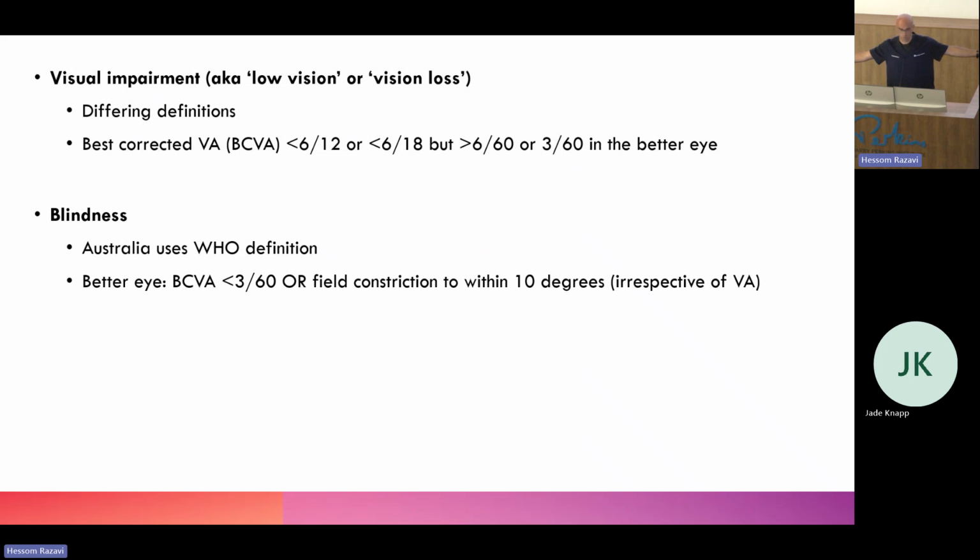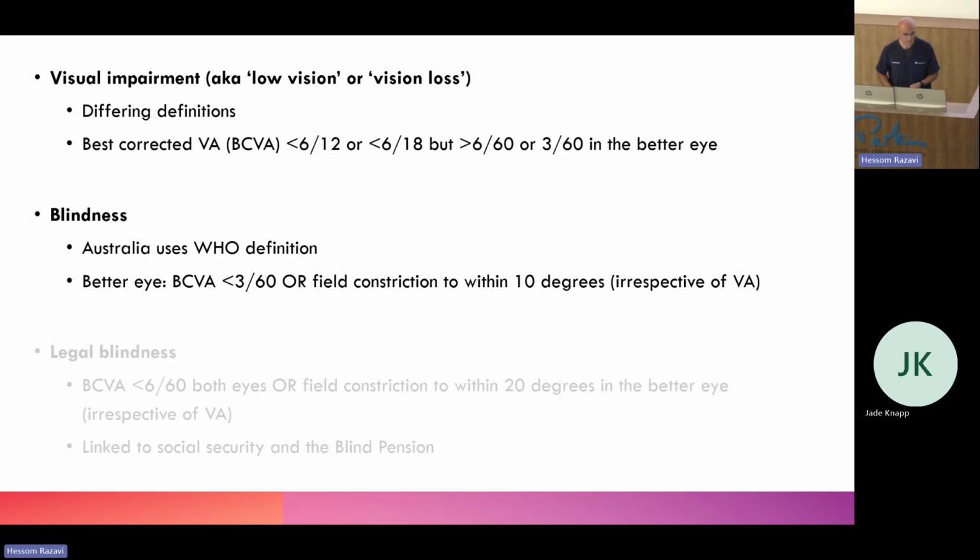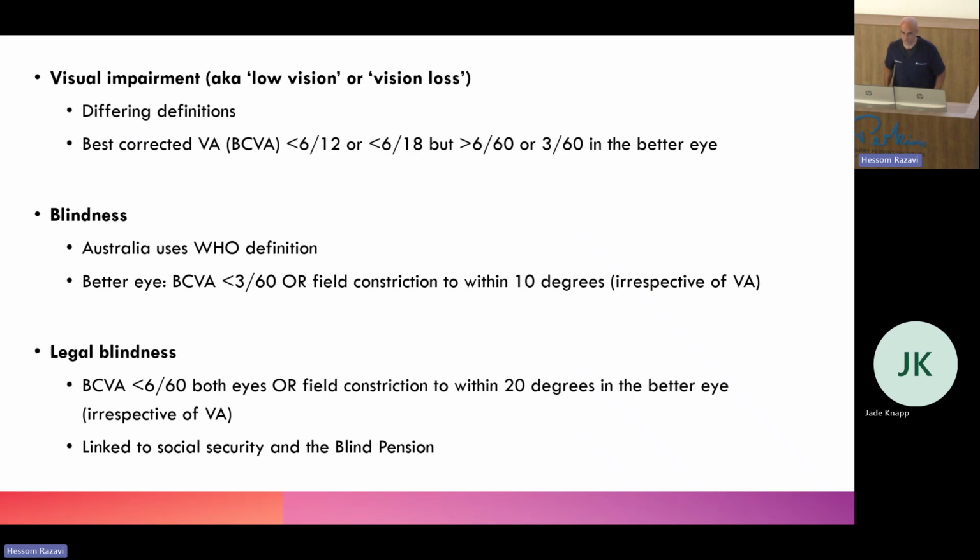So if this is, say, 200 degrees of visual field, which we normally have, right, we can see beyond the midline here and here on our right and left. 10 degrees is very, very narrow indeed. So irrespective of what your visual acuity is, what you can see within that tiny 10 degrees, if it's constricted that much, that's blindness. Then there's legal blindness, which entitles you to things like disability pensions.